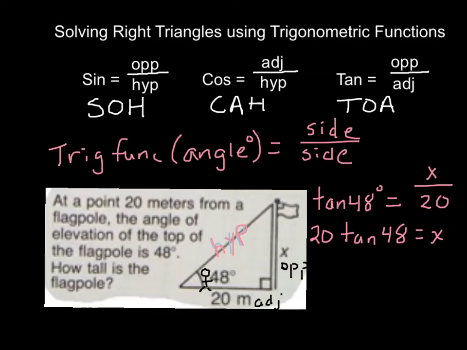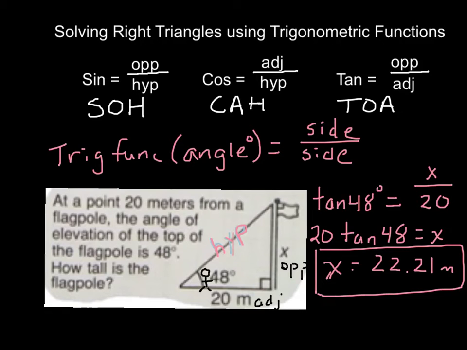So if I do that, x equals 22.21 meters. And then the last thing I would always do is just check to make sure it makes sense. That way that will also check that you're in the right mode.